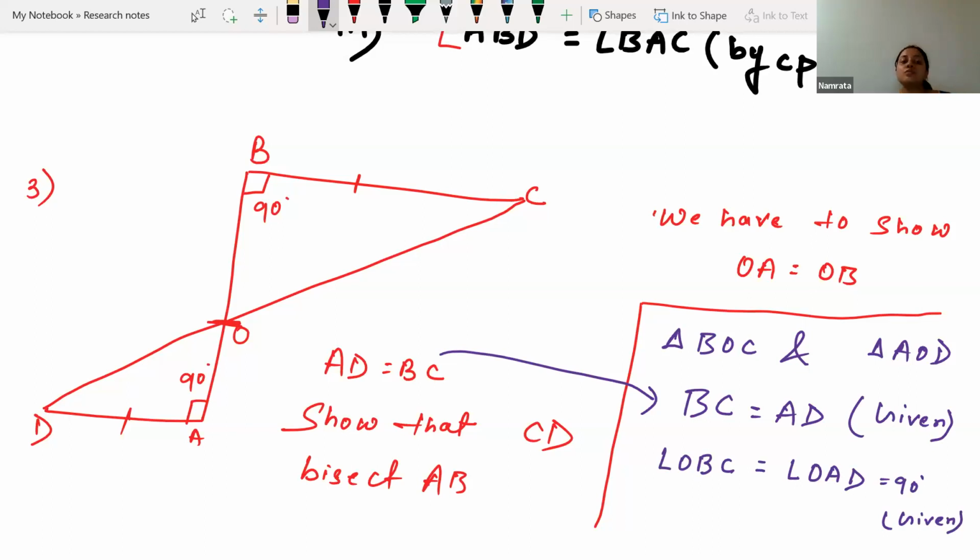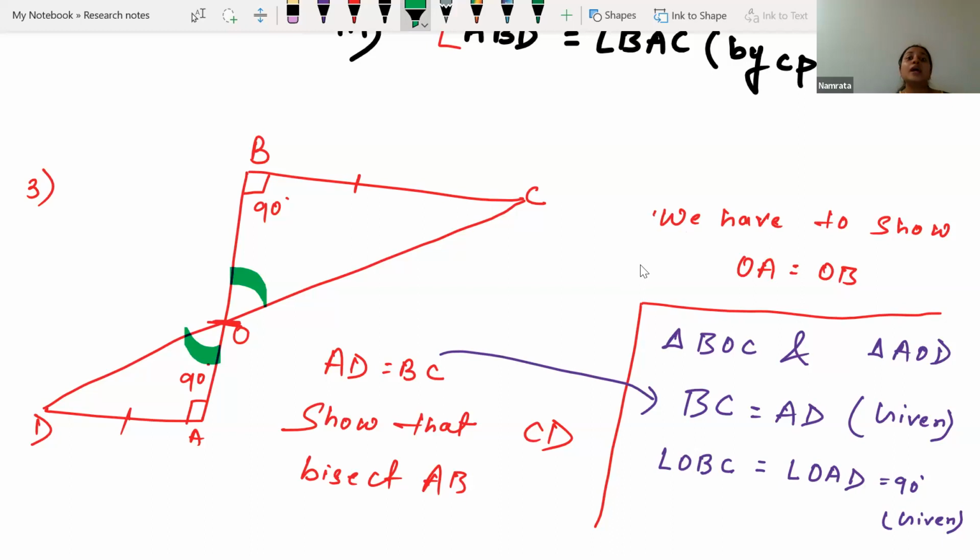Now we also know that this angle is equal to this angle. Can we say both are vertically opposite angles? Yes or no? Yes, ma'am. So these are a pair of vertically opposite angles.